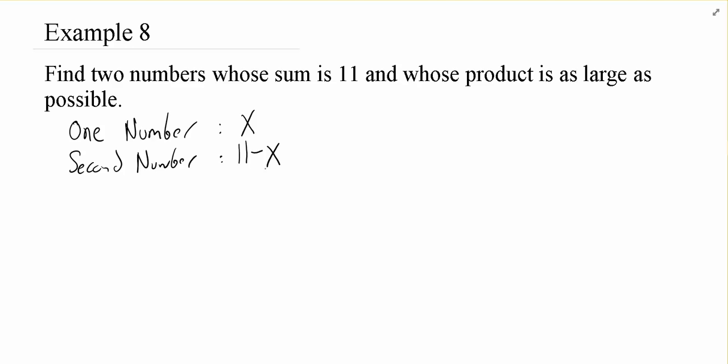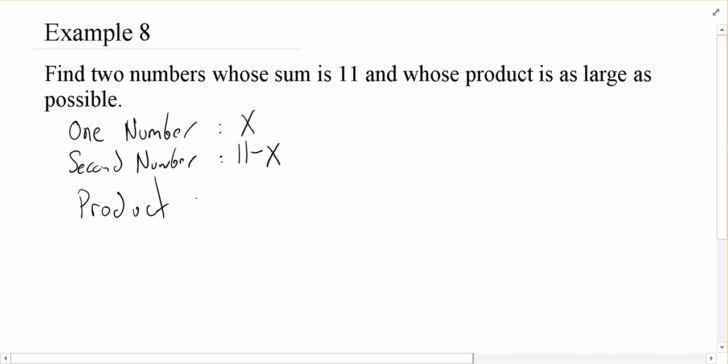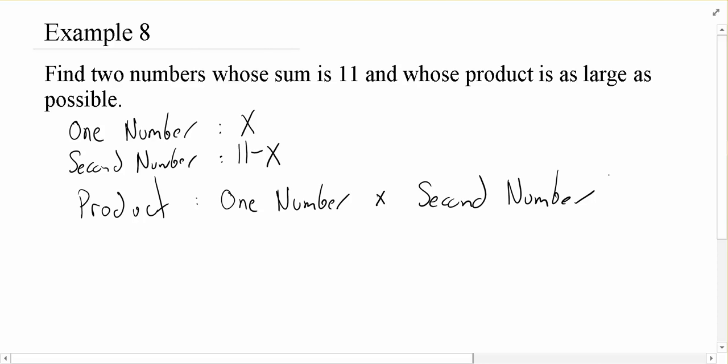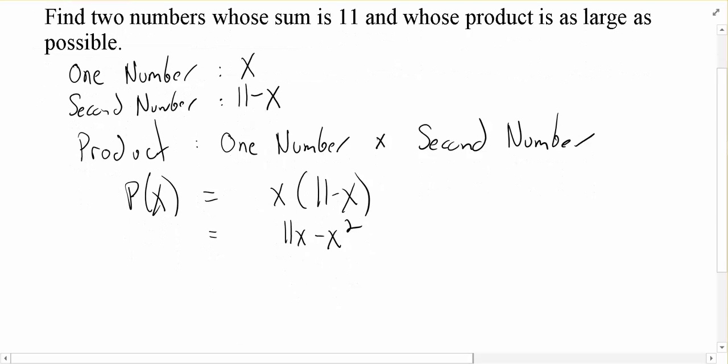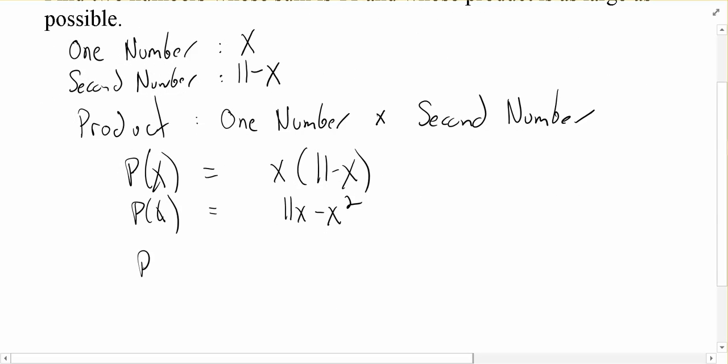because we know their sum is 11. Now, if we want to talk about their product then, their product is when we take one number times the second number. Product means multiplication. So in terms of x, that product is x times 11 minus x. Or in other words, 11x minus x squared. In yet other words, negative x squared plus 11x.